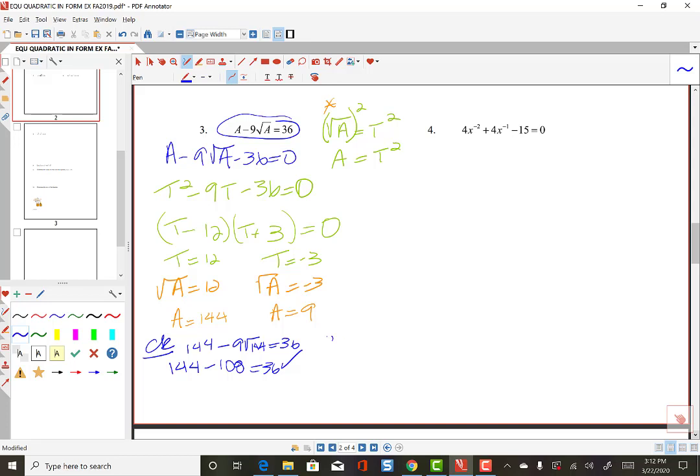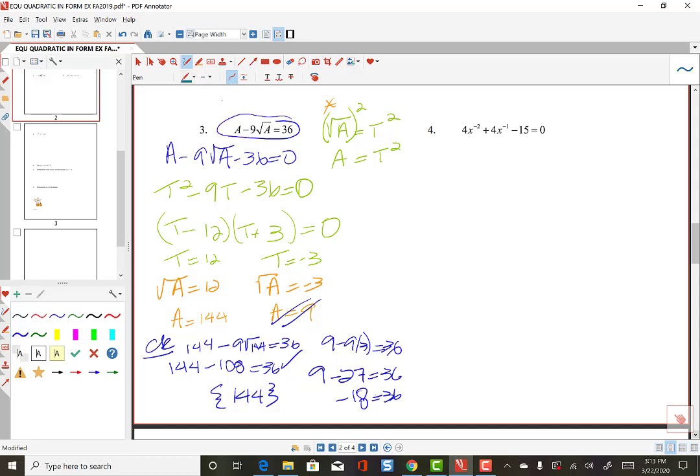So if I had, say, 9 minus 9 times the square root of 9, which is 3, sorry about the mess there, we get 9 minus 27 equals 36, which it's not. This is a negative 18 is equal to 36. So this answer needs to be tossed out. Our only solution is the 144. Okay, all right, now this one over here, again, we're going to do some kind of substitution.